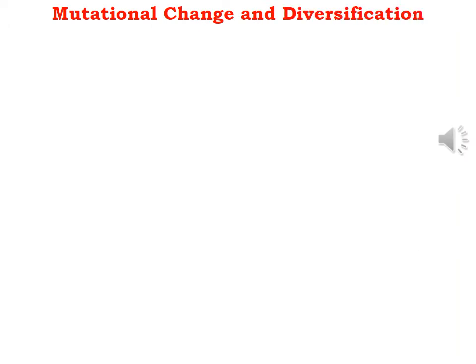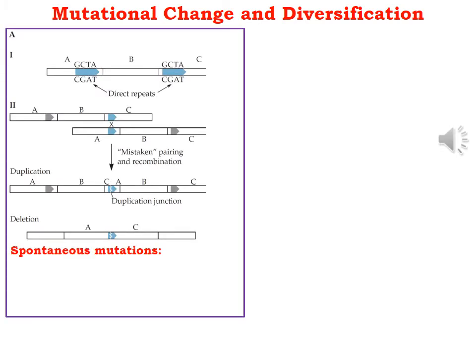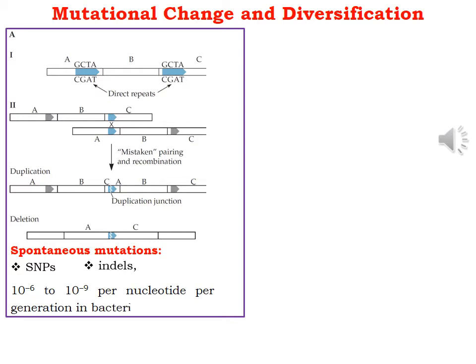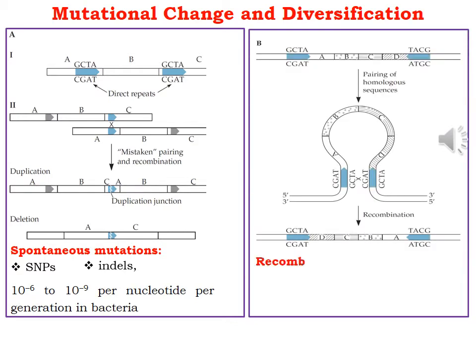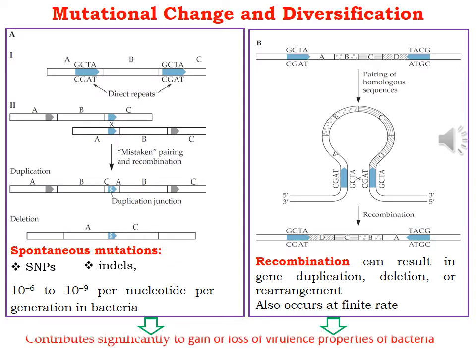In bacteria growing under normal cultural conditions, spontaneous mutations such as single nucleotide exchanges, insertions and deletions occur at rates ranging from 10 to the power -6 to 10 to the power -9 per nucleotide per generation. Recombination can result in gene duplication, deletions, or rearrangements. All these types of genetic changes can result in gain or loss of bacterial virulence.